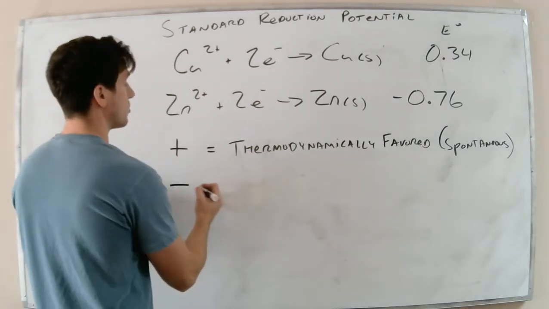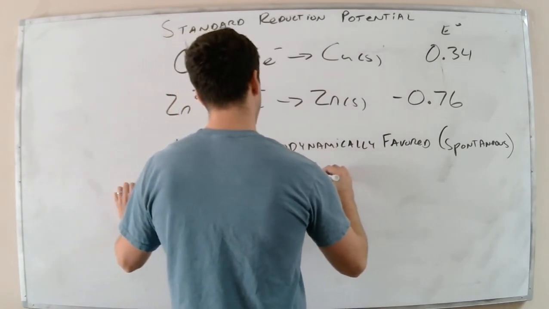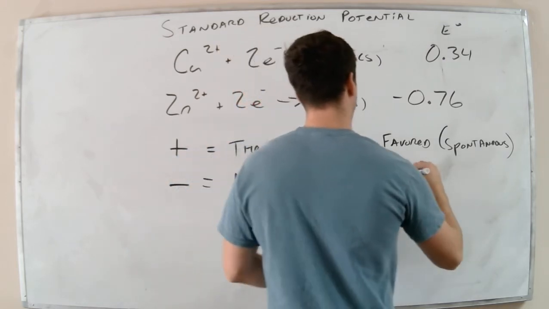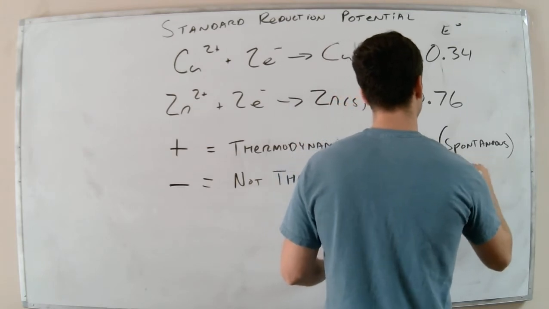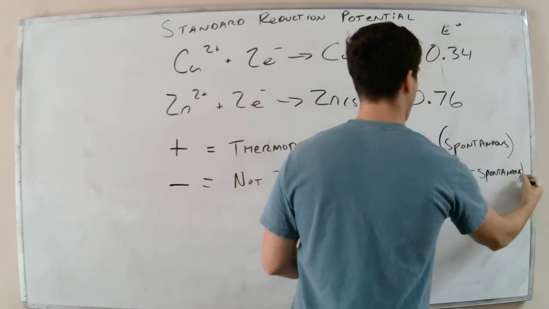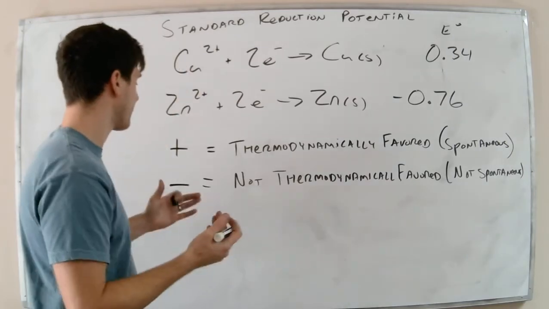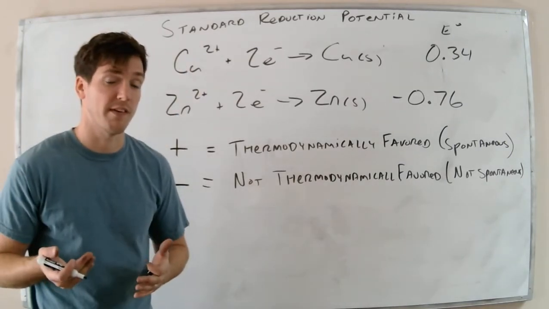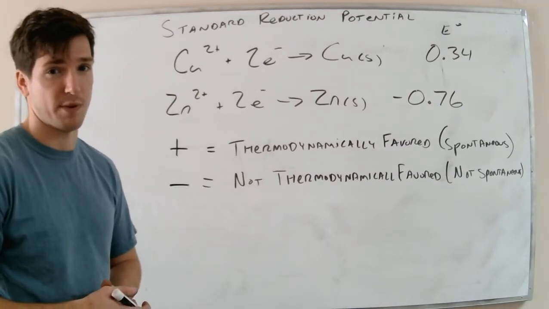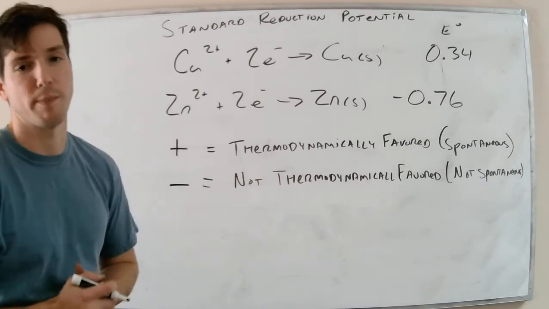Okay, if the cell potential is negative, that means it is not thermodynamically favored, or it is not spontaneous. So in some reactions, the electrons will just flow on their own, and that is when the E naught or the cell potential is positive. When they are negative, that means it's not thermodynamically favored. It means it's not spontaneous. That means you have to use something like a battery to make the charge happen, right? Sometimes we don't want electrons to flow automatically. Sometimes we want to have control, and that's where a battery comes into play.